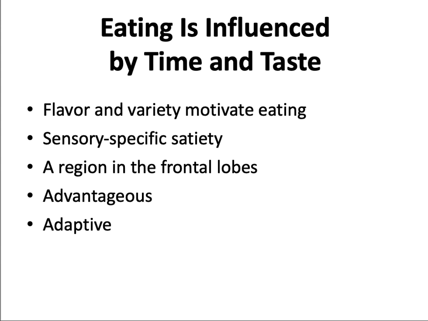The region of the frontal lobes that is involved in assessing the reward value of food exhibits decreased activity when the same food is eaten over and over, but shows increased activity when a new food is presented. Sensory-specific satiety may be advantageous because eating many types of food is more likely to satisfy nutritional requirements. Eating large meals may have been adaptive when the food supply was scarce or unpredictable.